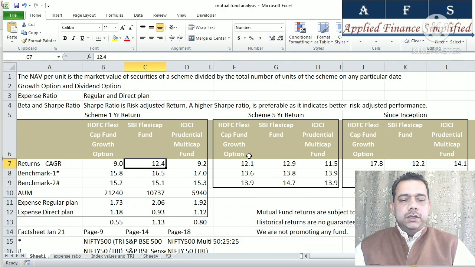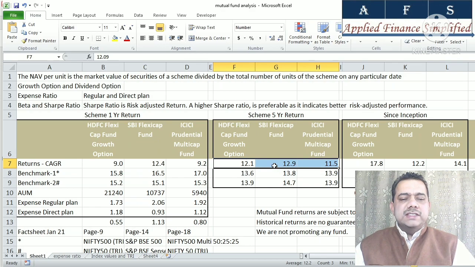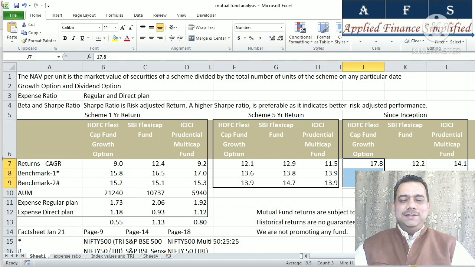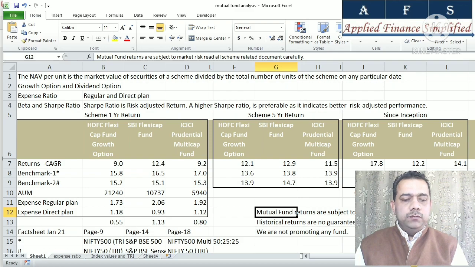Now let's look at the 5 year returns. Which of the fund has given a higher return? It is SBI Flexi Cap, which has given a return of 12.9%. Has the fund beaten the benchmark? No, but it is very close. Now let's look at the fund performance since inception. You can very clearly see that HDFC Flexi Cap Fund growth option has given you a return of 17.8%, which is much higher as compared to the other two funds. And has the fund beaten the benchmark? Yes, absolutely. Please remember guys, when you are investing in mutual funds, mutual fund businesses are subjected to market risk and historical performances may not be repeated.